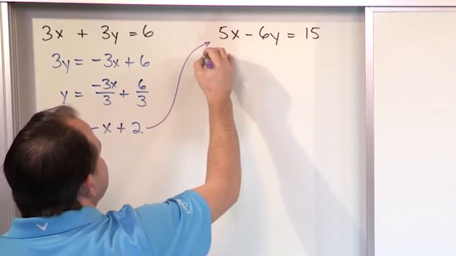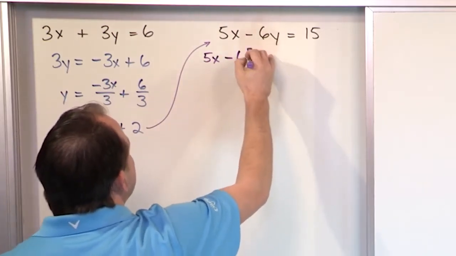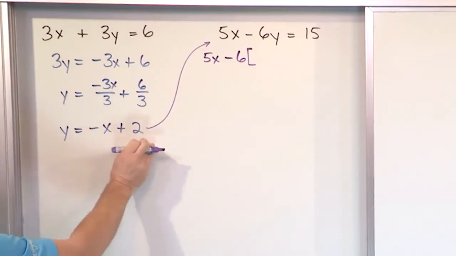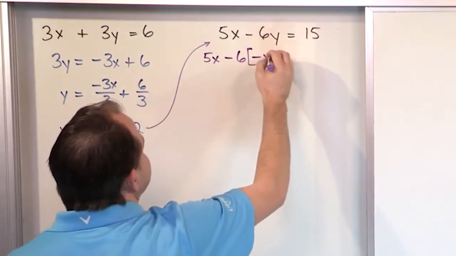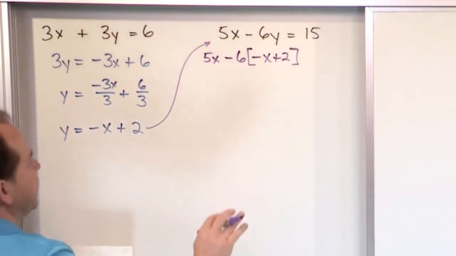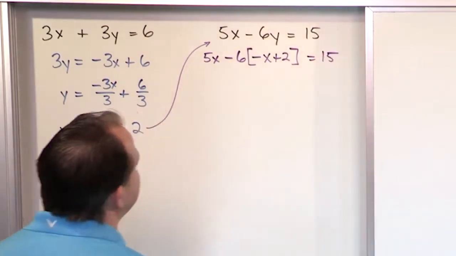So what we have is 5 times x minus 6 times y. Now, in order to plug in for y, we have to open up a bracket because y is equal to this entire term, negative x plus 2. Do not do too many things at once. Don't try to start multiplying this stuff out. You're just writing it as a multiplication, and then we have 15 on the right-hand side.